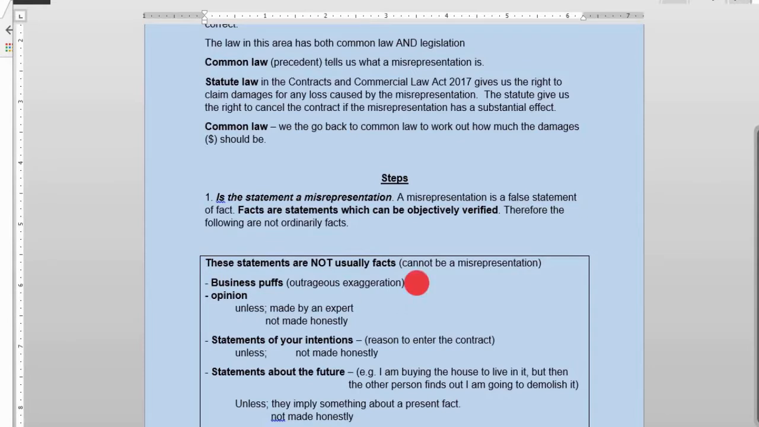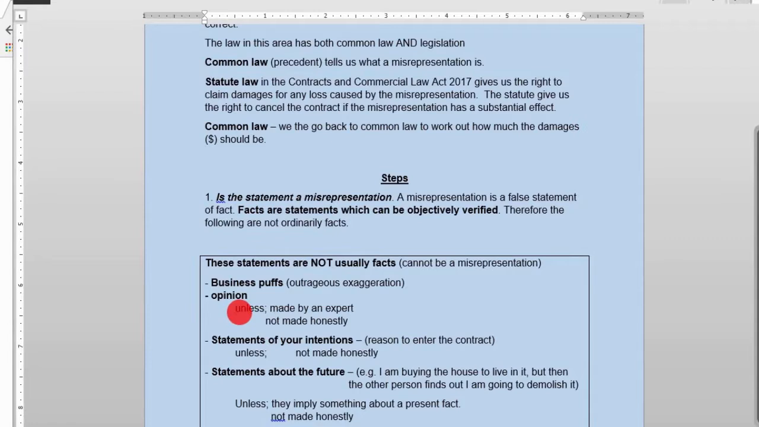The first is business puffs, and these are outrageous exaggerations that nobody in their general thinking would possibly believe. And so it can't mislead them, and they're not considered to be misrepresentations. The second are opinions. Opinions are what you believe to be true. That is not going to be a statement you can be sued on unless the exceptions apply.